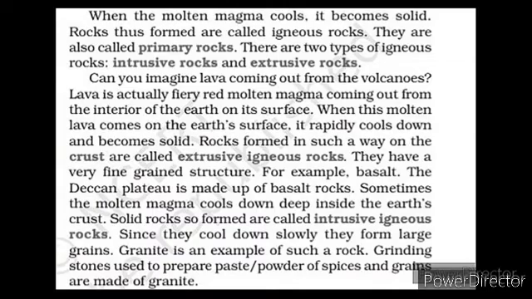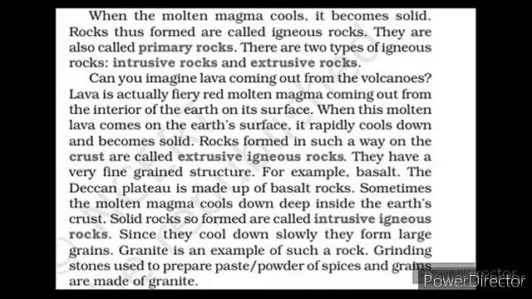First we will talk about igneous rocks. The word igneous originated from the Latin word ignis, which means fire. When the molten magma cools, it becomes solid. Rocks thus formed are called igneous rocks. They are also called primary rocks. There are two types of igneous rocks. First is intrusive rocks and the other is extrusive rocks.